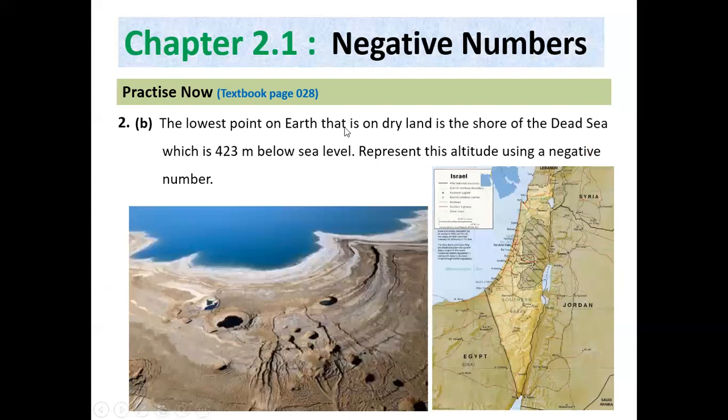Now, the lowest point on Earth on the dry land is the shore of the Dead Sea, which is 423 below the sea level. So represent this altitude using a negative number. Below sea level, like what Karin said earlier. If you dig down, you will get negative. Negative 423, as simple as that, right? I don't have to copy this to the explanation because it's quite simple.